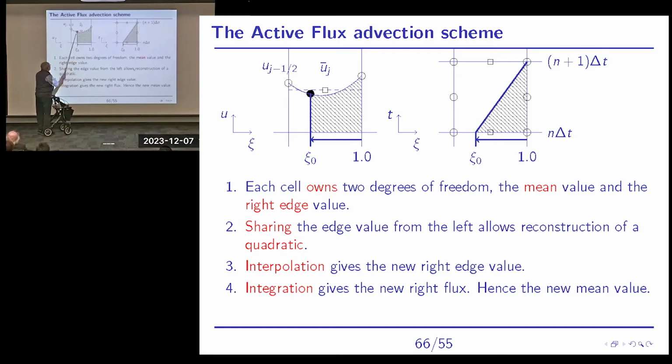Inside that parabola, you can interpolate to find what is going to be leaving the cell on the left-hand side. So you find a new right-hand value at the next time step. You also integrate underneath this curve, and you find the amount of stuff that is leaving the left edge. And so from conservation, you find what the new mean value is. And so that's what the scheme is. I'll be concerned with some generalizations of this.